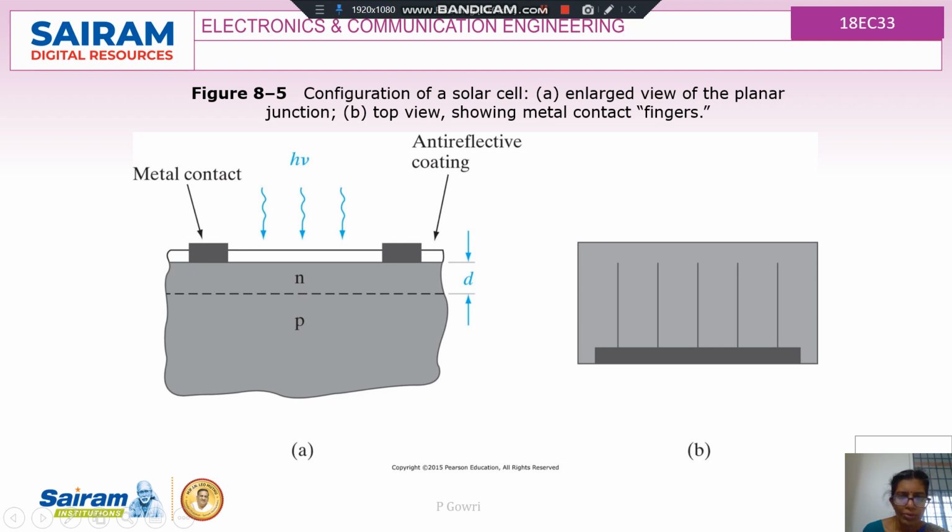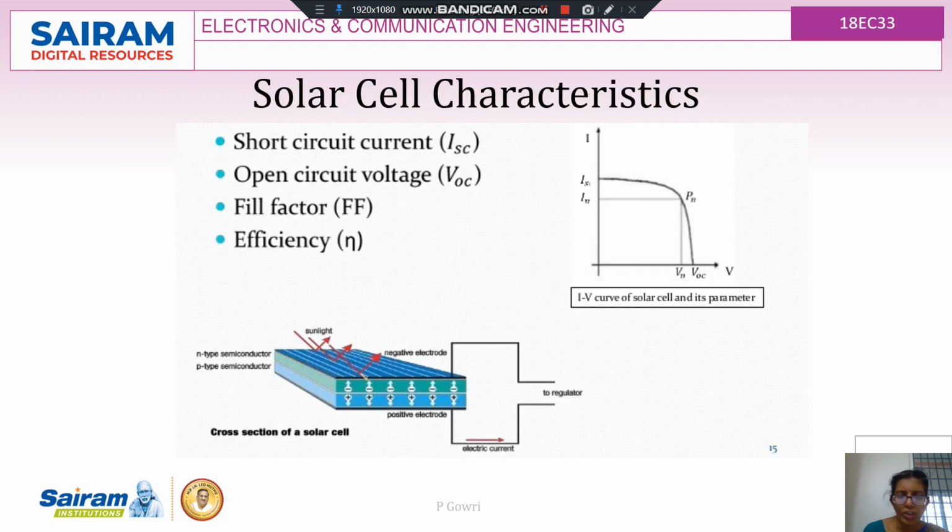So our device should be such that the penetration depth of the solar light energy should be such that it crosses the transition region. And here these finger-like contacts are used to reduce the series resistance of the device. So in the next case, we will be seeing what are the characteristics of a solar cell.